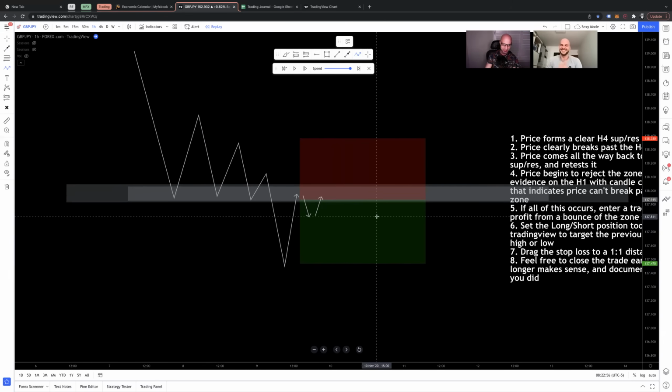Okay. All right. So right here, yeah, it wouldn't make a lot of sense to close the trade. It's still fine. So what if it bounces right here and goes down here? Would it make sense to close the trade right there early?